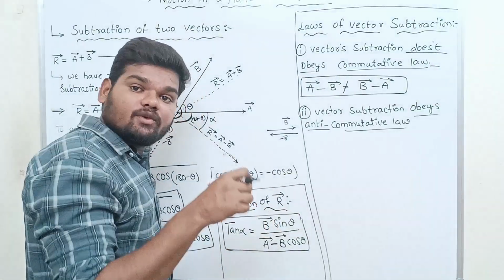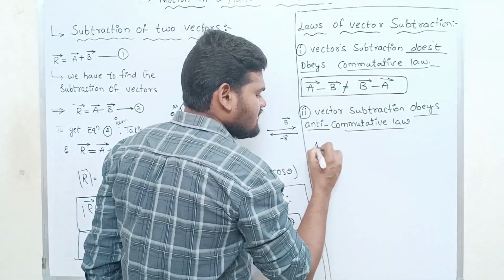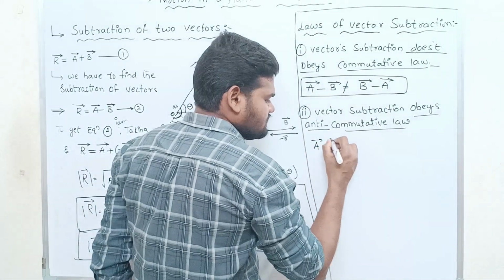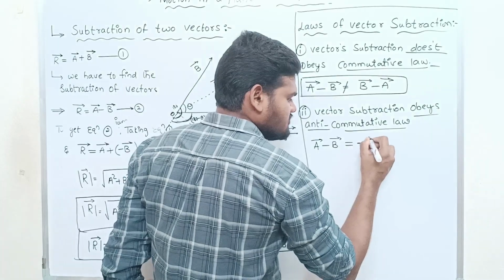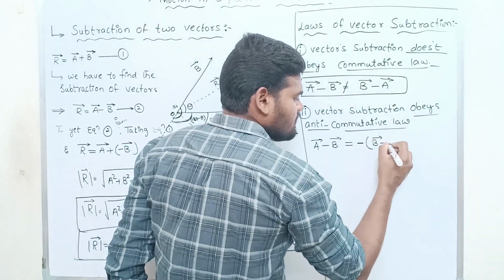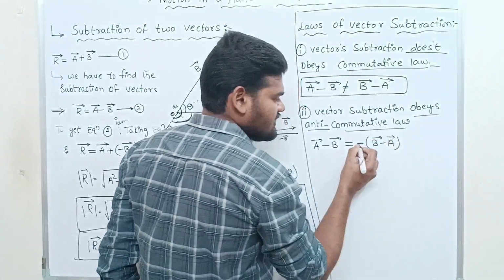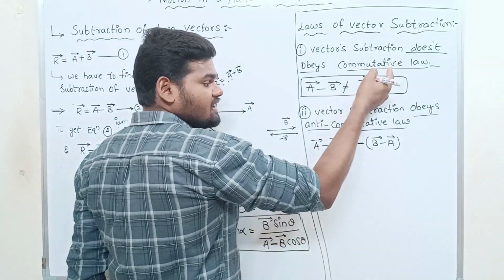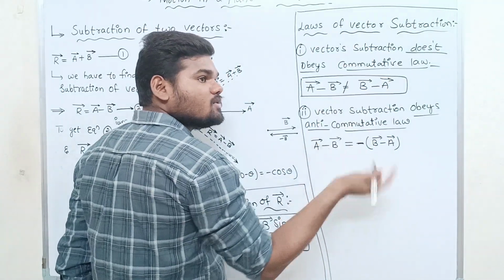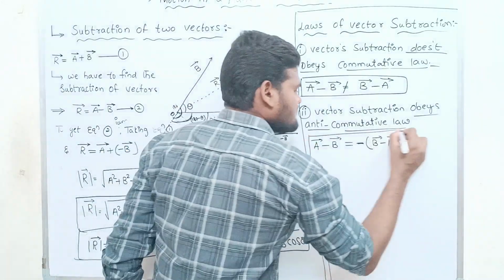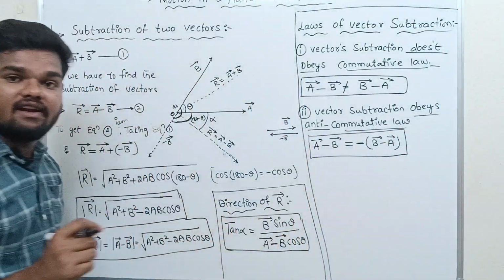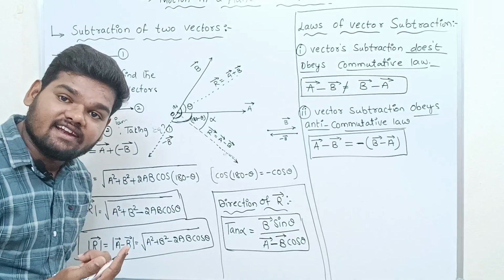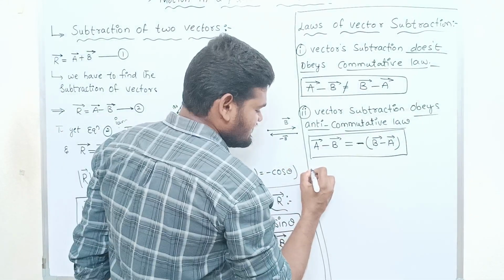So anti-commutative law means a bar minus b bar is equal to negative of b bar minus a bar. Here we have a minus, and here there is no minus. So this is called what? Commutative law. Anti means minus, opposite. So vector subtraction obeys the anti-commutative law. Is it clear? Any doubts? Right, very good. So let us see the third one.